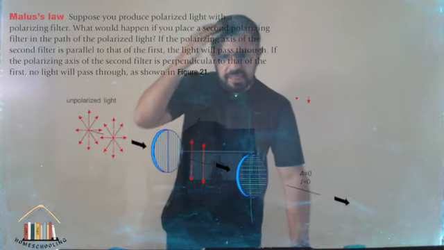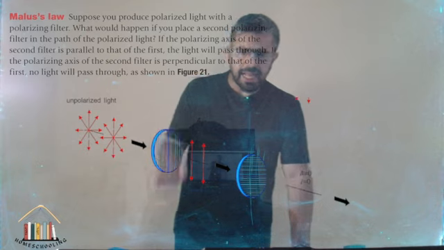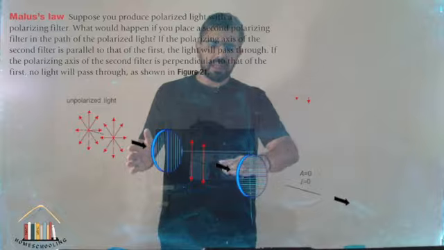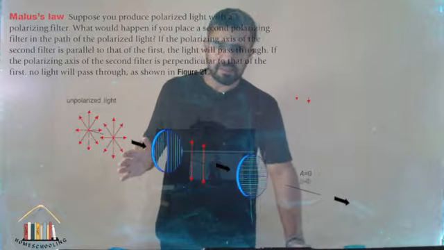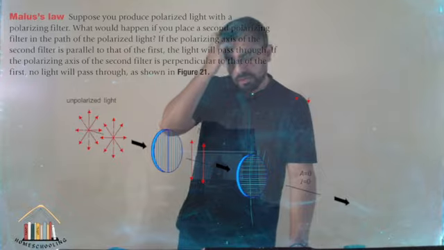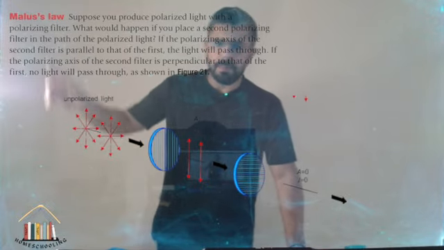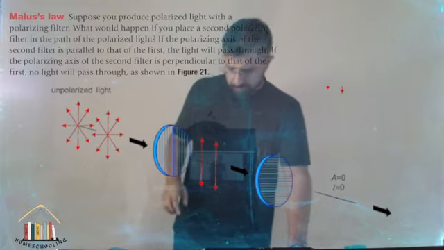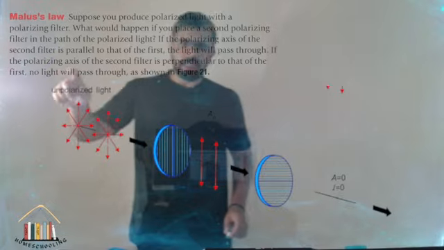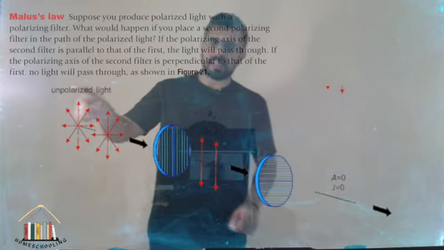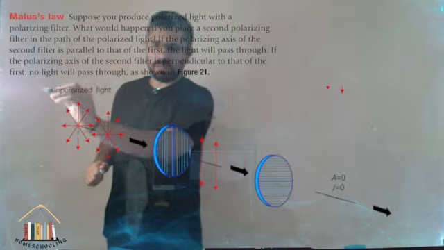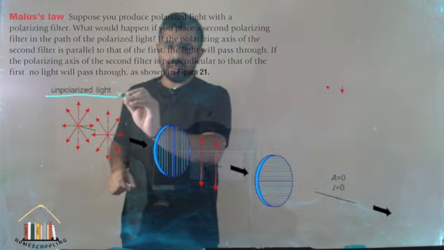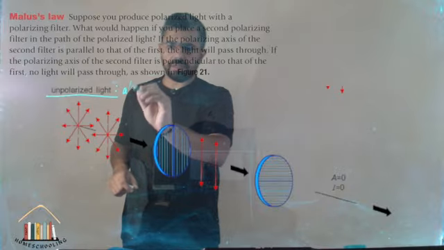I don't know if it's clear. The first one has a vertical axis, the second one has a horizontal axis. So what can you imagine from this law, Malus law? Okay, let's start from the beginning. The source of light is of course unpolarized light. Unpolarized means the light is coming in all directions.